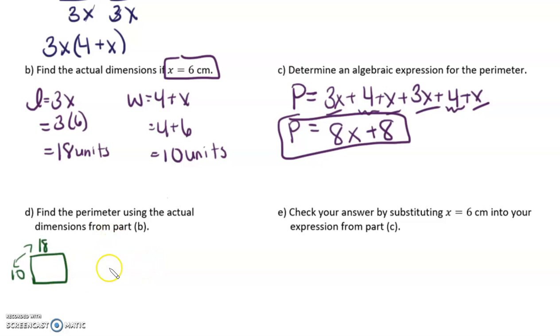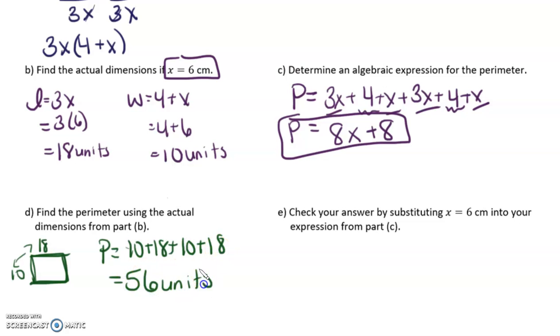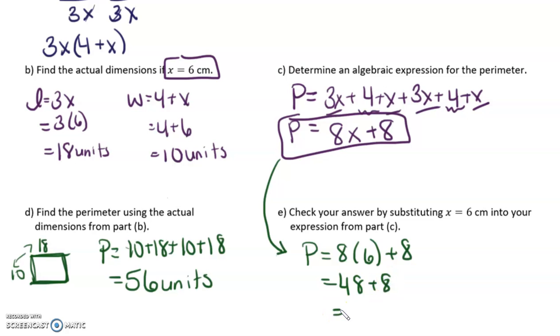Length and width are interchangeable. We would have perimeter is 10 plus 18, okay, plus 10 plus 18. And we would get 20, 30, 40, 50, 56 units. Or we can use this expression and actually check if our answer is correct. So I get 48 plus 8, which is 56. Okay, as you can see, both of these, we get the exact same answer.